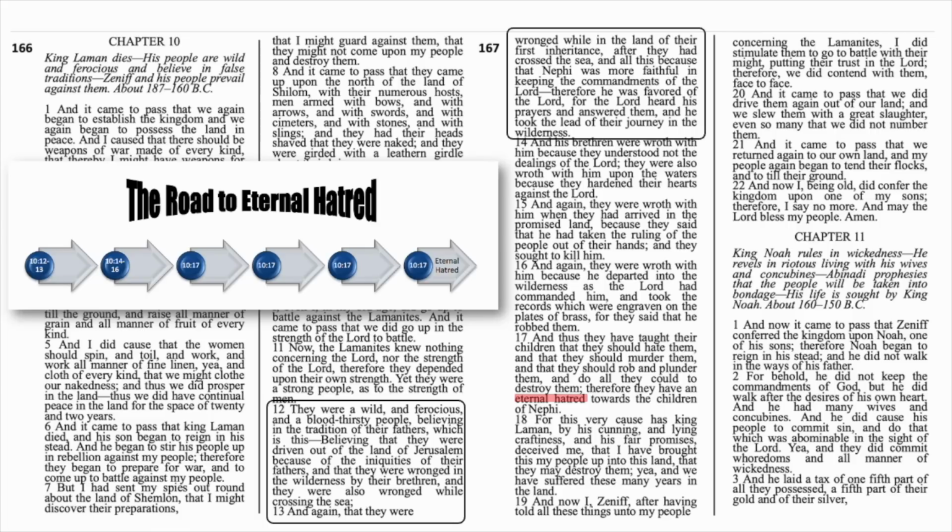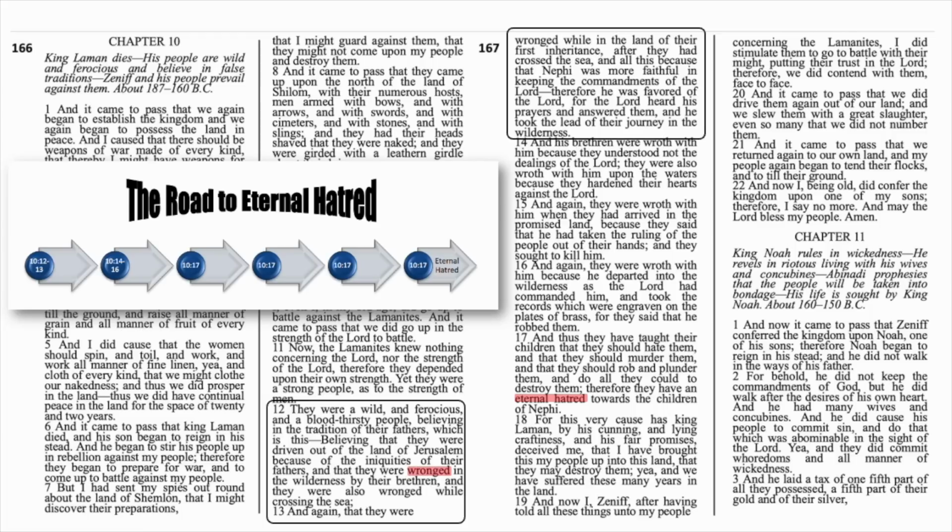They were a wild and ferocious and a bloodthirsty people, believing in the tradition of their fathers, which is this: believing that they were driven out of the land of Jerusalem because of the iniquities of their fathers, and that they were wronged in the wilderness by their brethren, and they were also wronged while crossing the sea, and again that they were wronged while in the land of their first inheritance, after they had crossed the sea. And all this because that Nephi was more faithful in keeping the commandments of the Lord. Therefore he was favored of the Lord, for the Lord heard his prayers and answered them, and he took the lead of their journey in the wilderness. Did you catch our word?